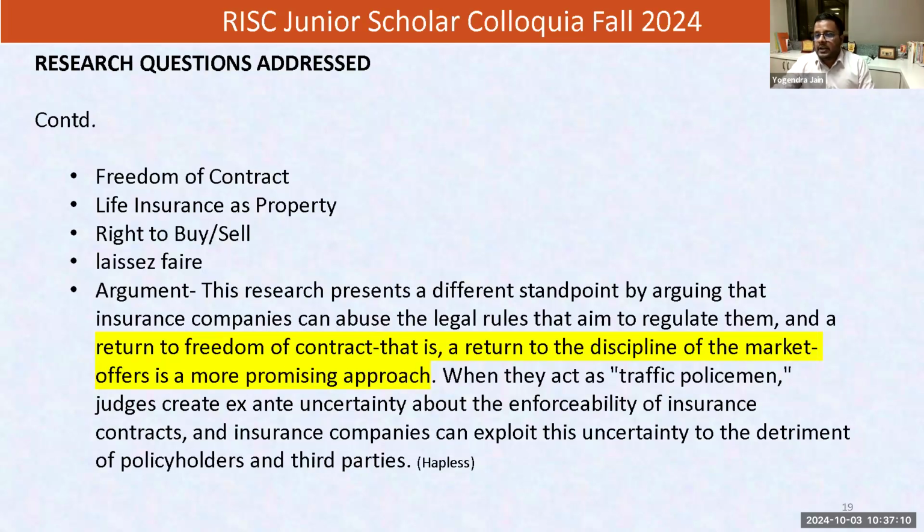First of all, when I am making an insurance contract with a company, I should be free. I should have an equal position as the insurance company to state my terms. I can agree to it, I can disagree to it. Any day an insurance company can say that okay, we do not have a product which gives you an option of trading. Absolutely fine. But the state should not say that you cannot trade. I should have my freedom of contract. Second thing, life insurance is a property.